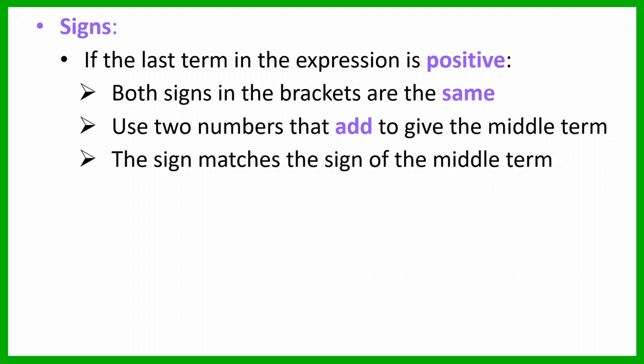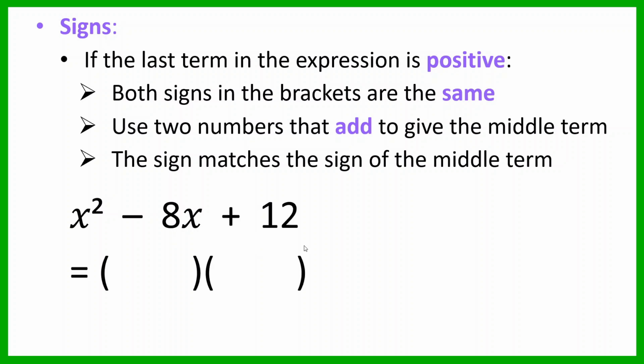So now let's have a look at an example of how this would actually work. If we've got the expression x squared minus 8x plus 12, if we want to factorize this, the first thing we're going to do is write it as a product of two brackets. So I have bracket multiplied by bracket, like that. The first term in each bracket is going to be the square root of x squared, factors that multiply together to give me the first term of my trinomial.